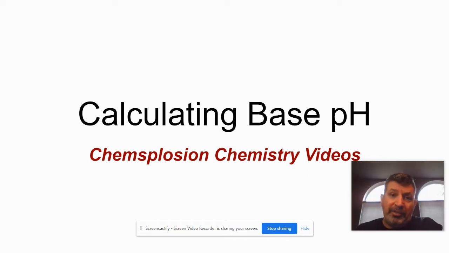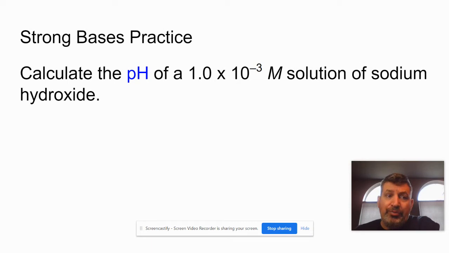Today we're going to be calculating the base pH for both strong and weak bases. And so let's get to it. Here we've got a practice problem. It says calculate the pH of a 1 times 10 to the negative 3 molar solution of sodium hydroxide.